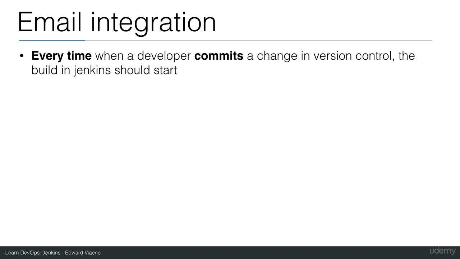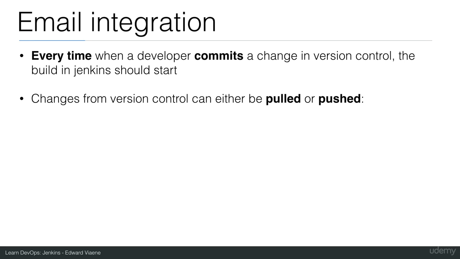Every time a developer commits a change in version control, the build in Jenkins should start. So every time there's a change in the code base, it gets checked out in version control, and at that point, for every change that you make, you should start, ideally, a new build, with all the tests that go with it. Because something has been changed and the build could fail, there could be tests that fail, everything needs to be tested again.